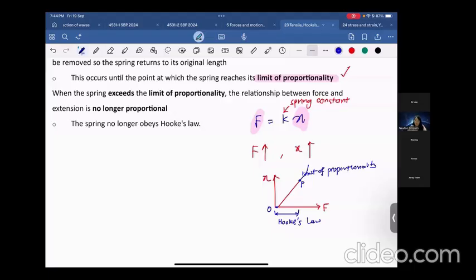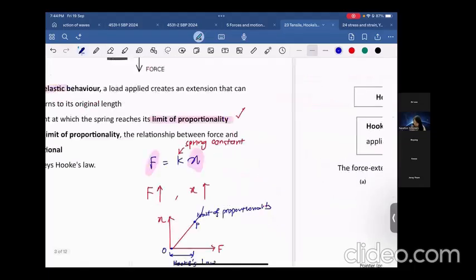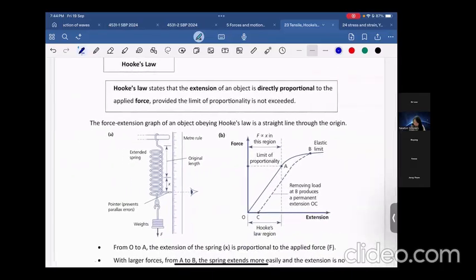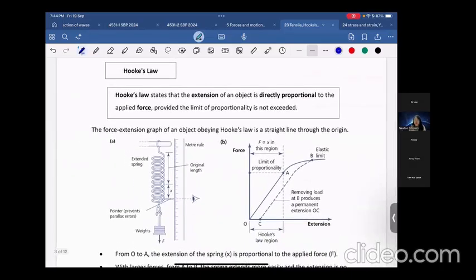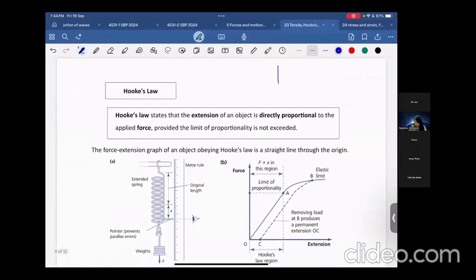So we turn to your page number 3. What I drew right now, I draw again here on page number 3. So look here, Hooke's law. What is Hooke's law that we learn? Hooke's law says that extension is directly proportional to your force. So your graph should be like this, provided this sentence applies for Hooke's law, provided the limit of proportionality is not exceeded. We didn't go greater than the limit.